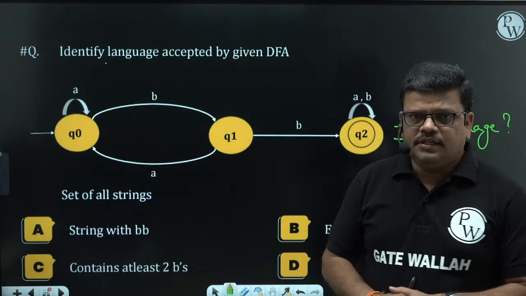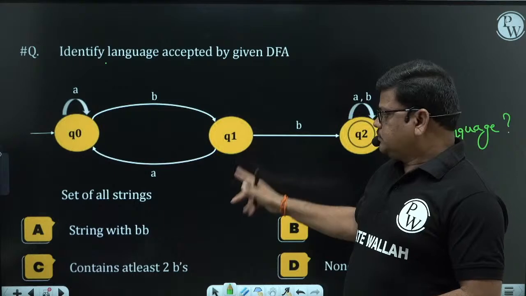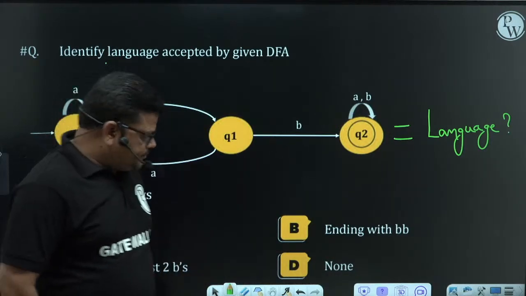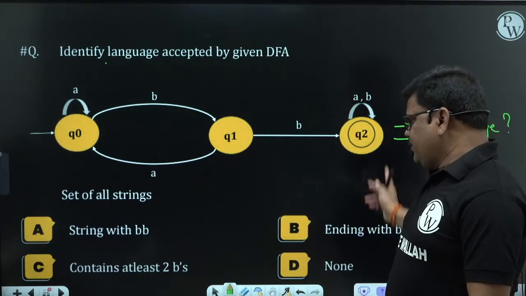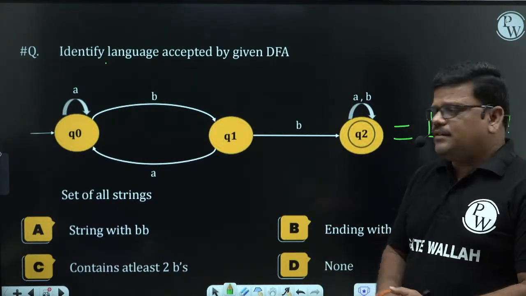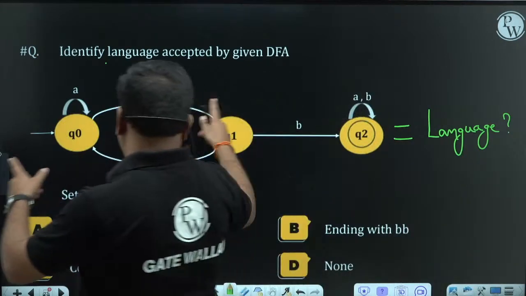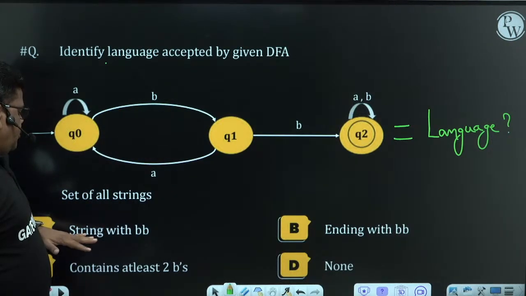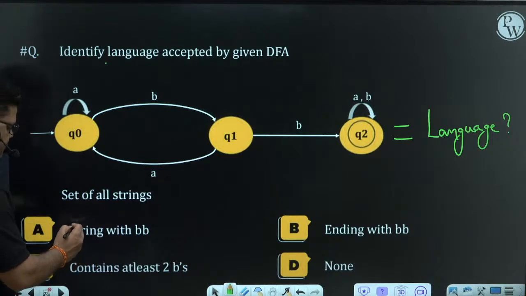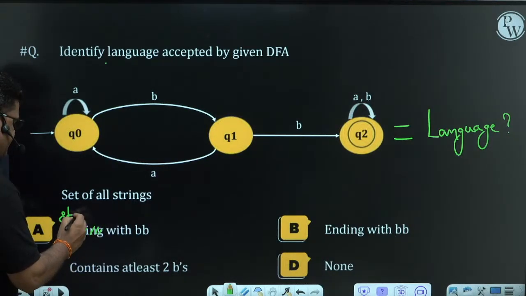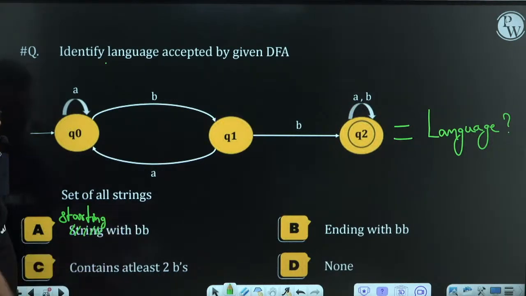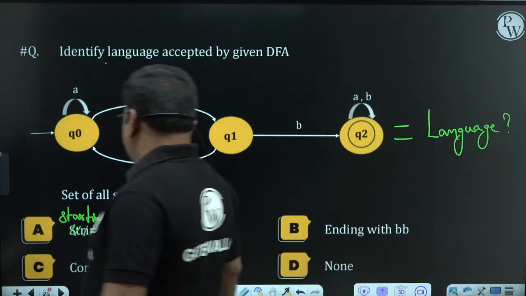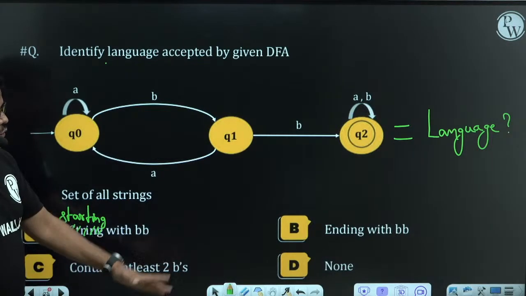Now let us see how we'll eliminate options according to the given deterministic finite automata. Before I give the answer, students watching this session, please give your answer. This is the DFA. The options say the language accepted by this DFA is the set of all strings: first, starting with double B; second, ending with double B; third, containing at least 2 B's; fourth, none of these.